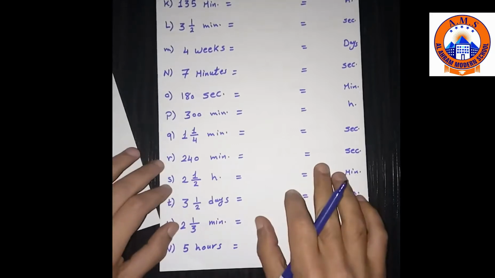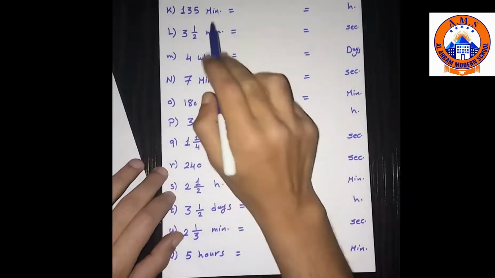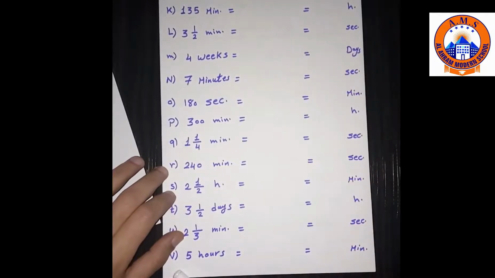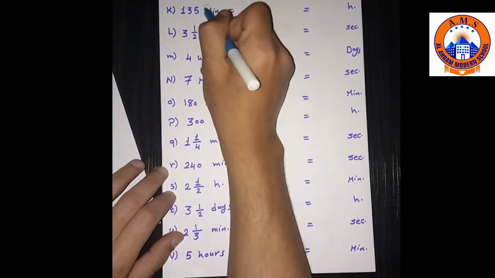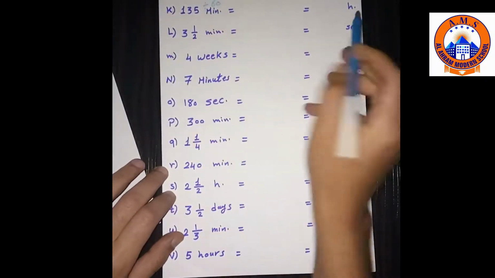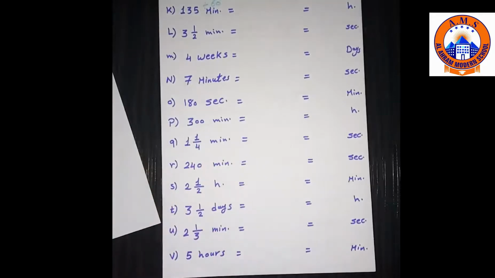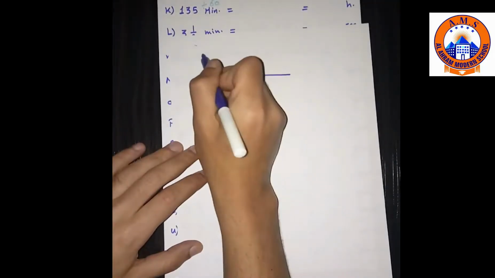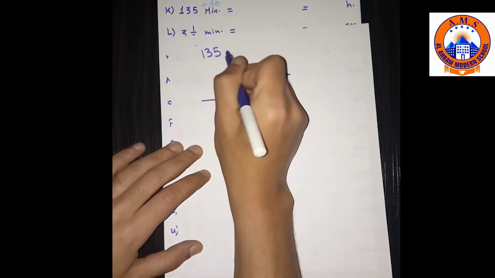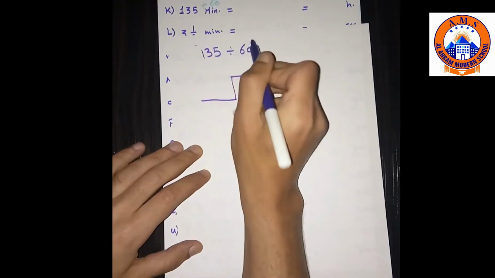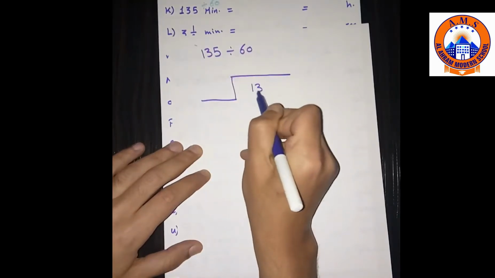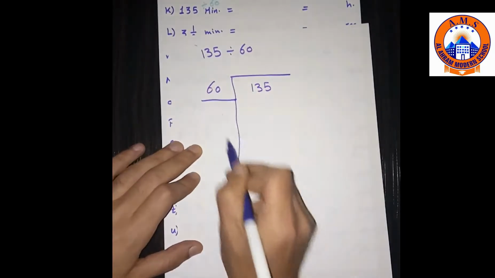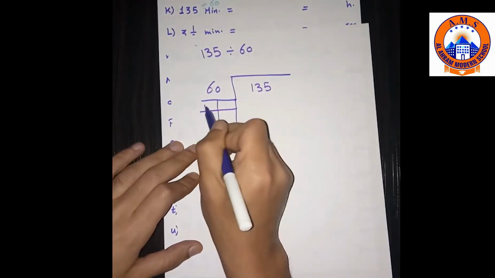Question number K. 135 minutes equal how many hours? To change from minute to hour, we divide by 60 because the hour contains 60 minutes. Let's make it outside. We will divide 135 by 60. The first number comes inside, the second number will be outside, and we're gonna make up and down.